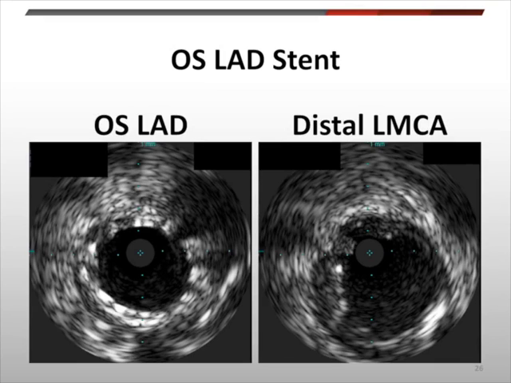Here are some sample slides, and you can see the ostial LAD is clearly covered, and in the very distal left main we see the stent struts dissipate, and basically we have a nice clean landing just barely into the left main. So this is a fairly precise landing despite the fact that we had major limitations.